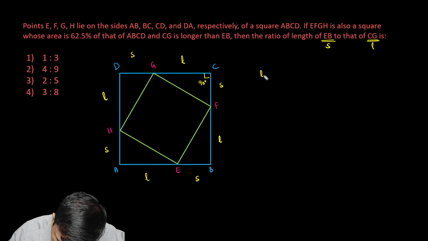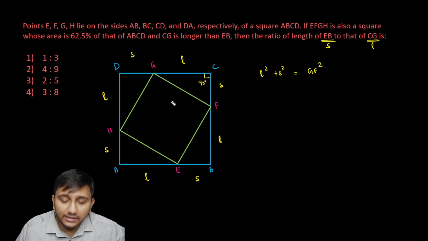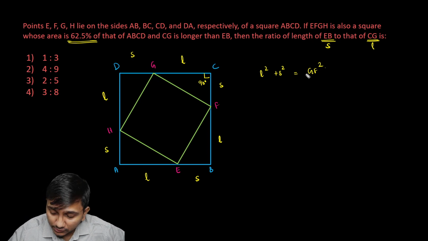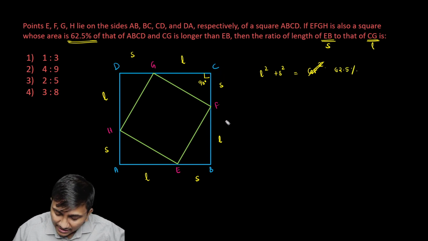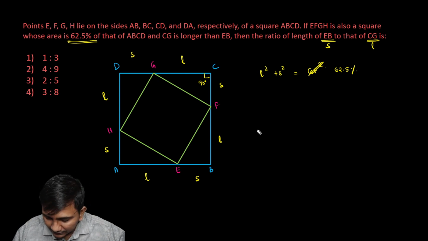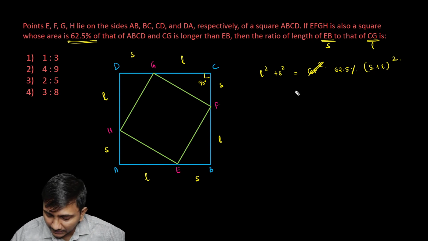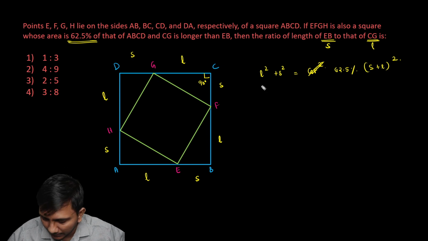So L square plus S square is going to be GF whole square. And what is GF whole square? That is area of the smaller square. And it is given that area of the smaller square is 62.5% of the bigger square. So instead of writing GF whole square, I could write it is 62.5% of the side of the big square whole square. That's going to be S plus L whole square. So L square plus S square is equal to 62.5% of S plus L whole square.